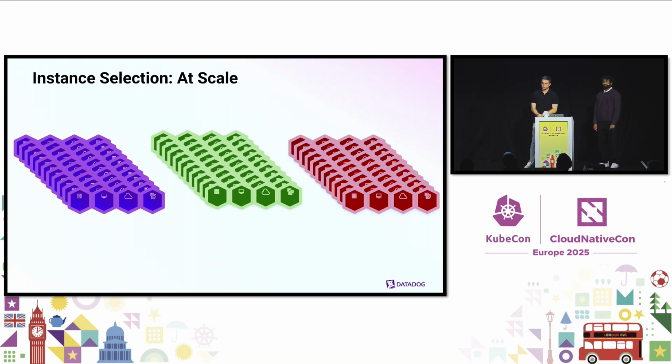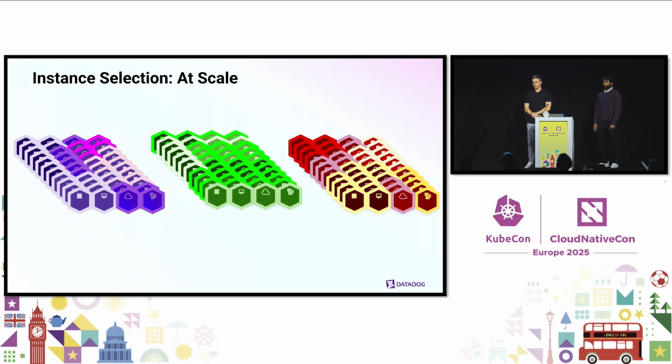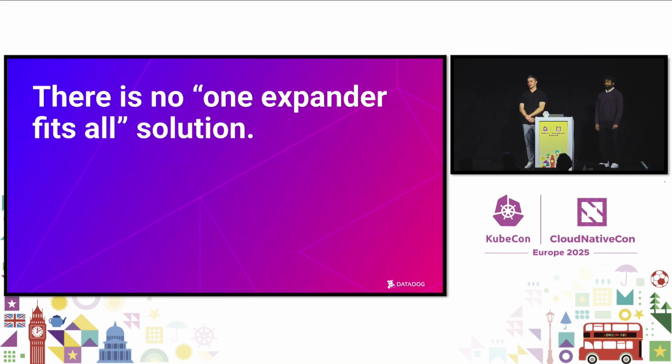And as a reminder, we run across multiple cloud providers in dozens of clusters, so we have to make this decision in more than just a single cluster. And as I mentioned, each of these clusters might be unique in the applications that they run. For example, one might serve more network-intensive applications and therefore benefit from network-intensive instance types, et cetera. So at this point, it might seem like there's no one expander fits all solution that we can use across our entire fleet.